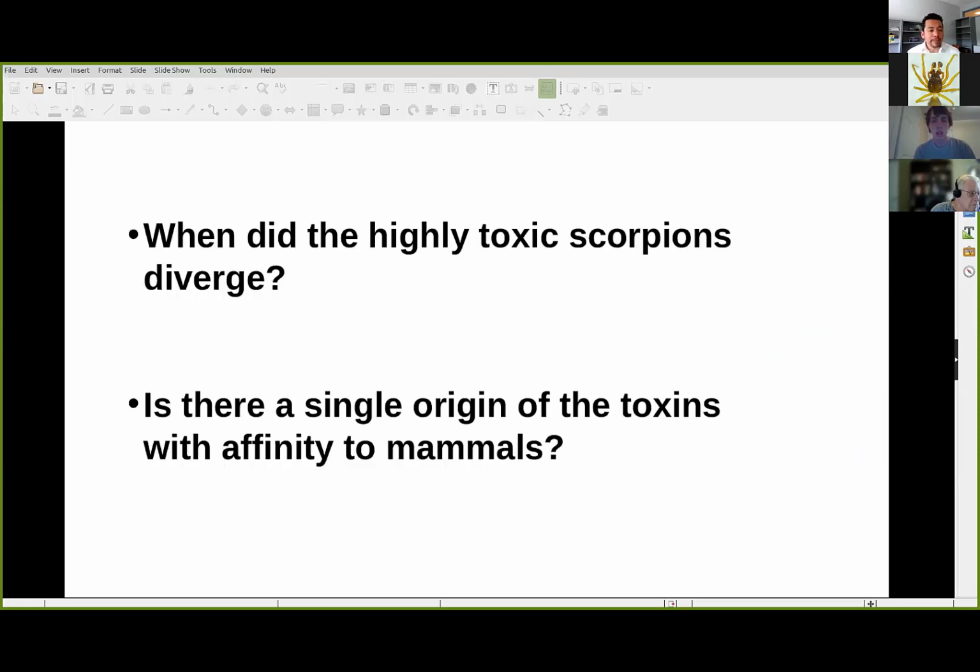However, one of the things that we were missing here was that we were not sampling enough buthids, right? So we always granted that buthids were monophyletic and there was nothing else to do there because, of course, they share a really simple synaptic morphology. But of course, in these buthids, we can also find all those highly toxic scorpions. And so here, today, I want to just talk about these two questions, unfortunately, due to the time that I have. And the first one is just to see when these highly toxic scorpions diverge.